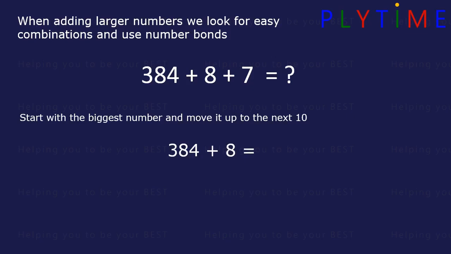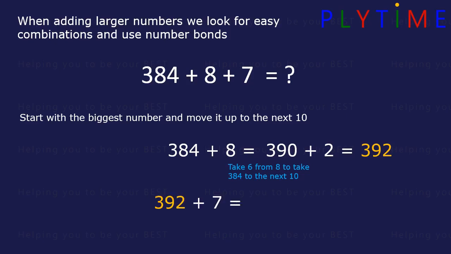So 384 plus 8. Using our number bonds, we need to add another 6 to 384 to take it to the next 10. That takes it to 390 and we're left with another 2, so it's 392. Now we need to add the 7. 392 plus 7 equals 399.